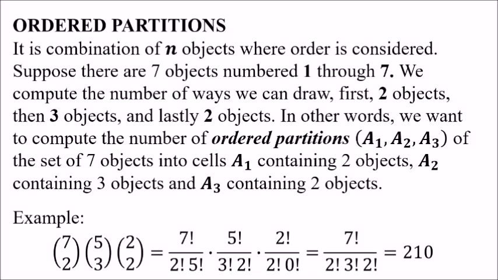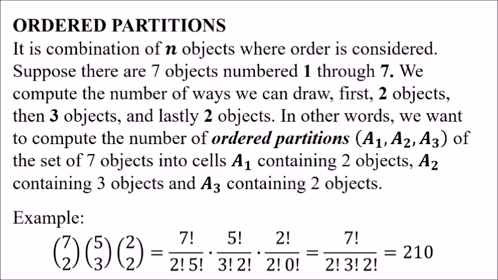Here in the combination, meron din tayong tinatawag na ordered partitions. Just like dun sa permutations, meron tayong ordered samples. Here, ordered partitions. So parang the same yung concept nilang dalawa. This is a combination of n objects where order is considered. Suppose there are 7 objects, example, numbered 1 through 7. We compute the number of ways we can draw first 2 objects, then 3 objects, and lastly 2 objects.